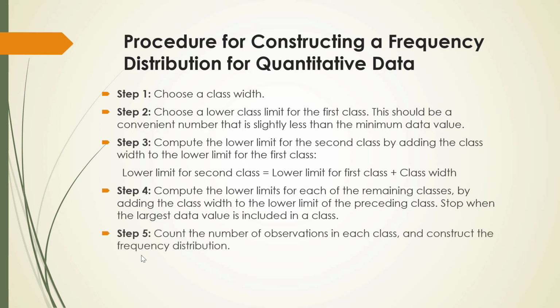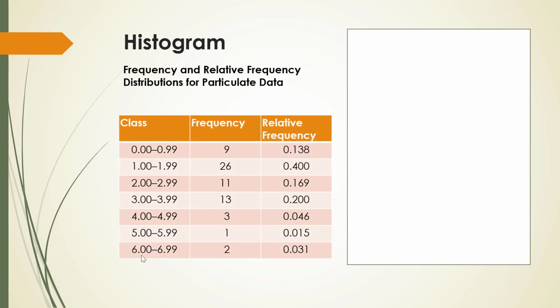Step 5, count the number of observations in each class and construct the frequency distribution. So here, histogram. This is a relative frequency distribution for particulate data. And now we are going to construct a histogram.